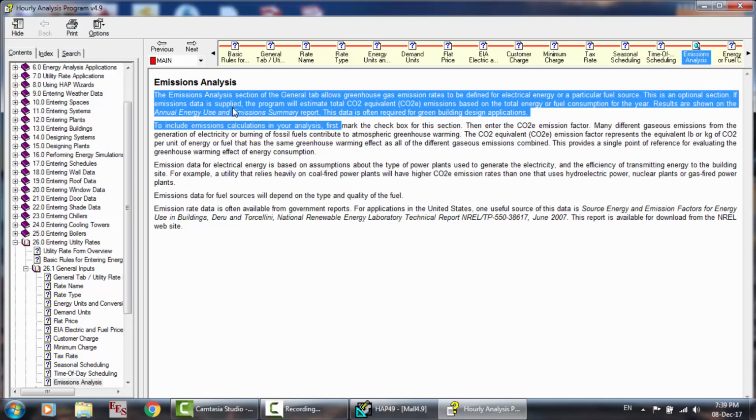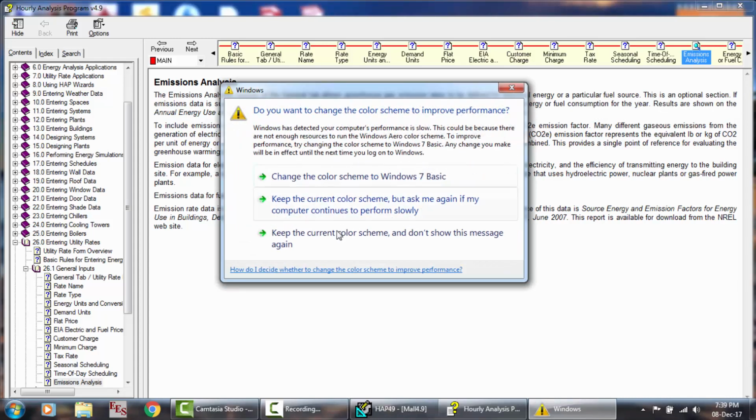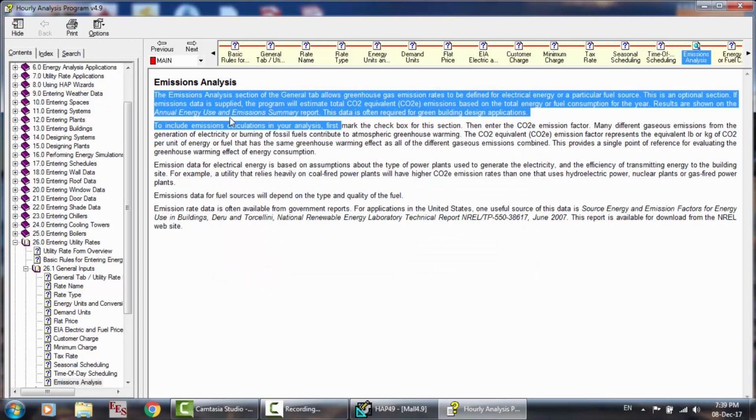If emissions data is supplied, the program will estimate the total CO2 equivalent, CO2e emissions, based on the total energy or fuel consumption for the year. Results are shown on the annual energy use and emissions summary report. This data is often required for green building design applications. So it is very important for you to get this data for green building projects.